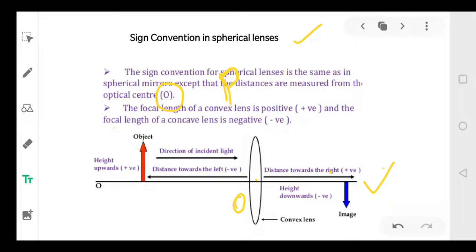Distances measured towards the left of the optical center will be taken as negative distances. All distances measured towards the right of the optical center will be taken as positive. Distances above the principal axis will be taken as positive. Distances below the principal axis are taken as negative. The focal length of a convex lens is positive, and the focal length of a concave lens is taken as negative, right?